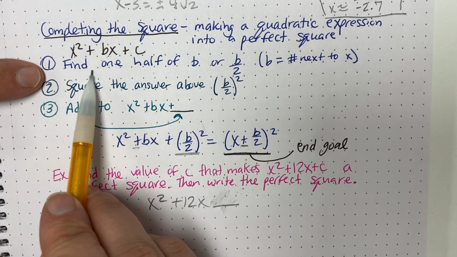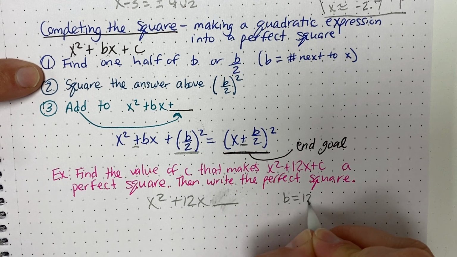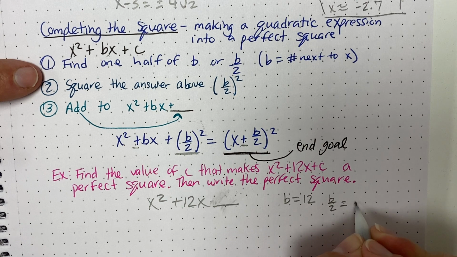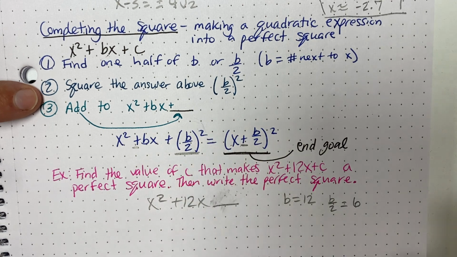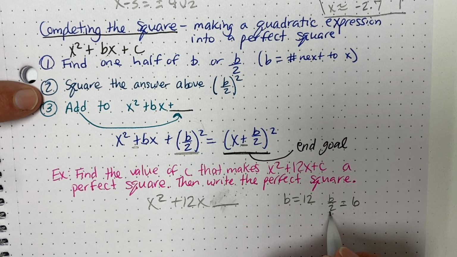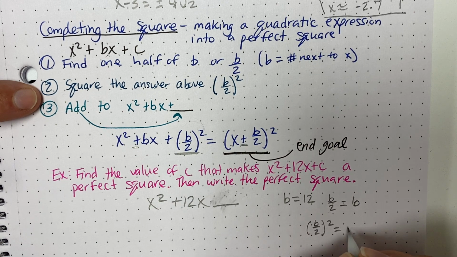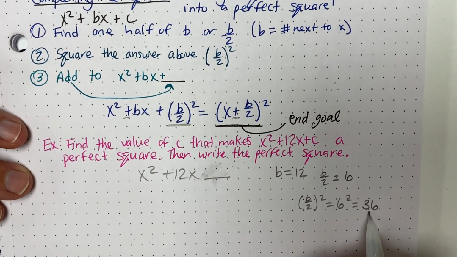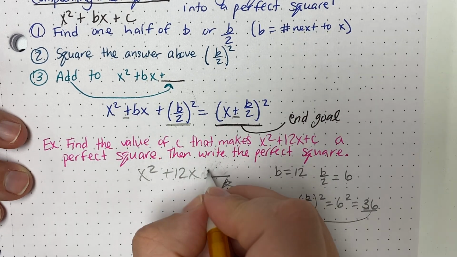Okay. Find half of b. So my b equals 12. Okay. If I want half of b, I'm going to have 6, right? The next thing I do is I need to square it. So I'm going to take this piece here and I'm going to square it, or square that 6. So I'll have a 36. And this piece is what goes right here.